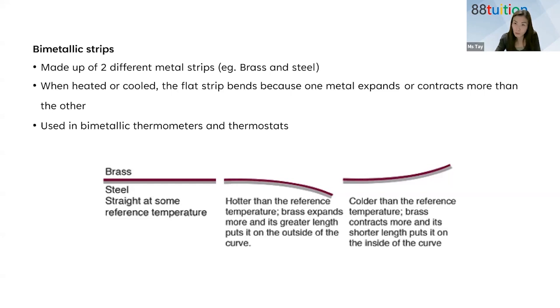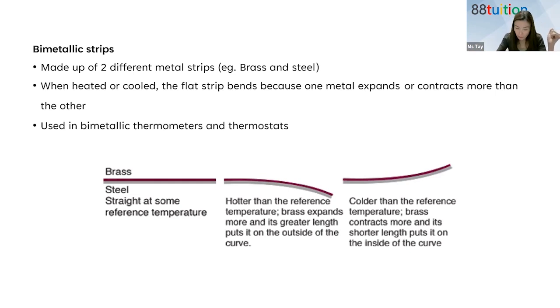So when heated or cooled down, this flat strip bends because one metal expands or contracts more than the other. Because of this, they are used in bimetallic thermometers and thermostats. They help to control temperature. Let's say when it's too hot, it will bend such that there's contact, electric current flows, the aircon can work, and cool air comes out to cool the room. But if it's too cold, what will happen? It will bend in another direction, so there's no more contact, the electricity supply is cut, and the cold air doesn't flow out. So that's how an aircon works also.